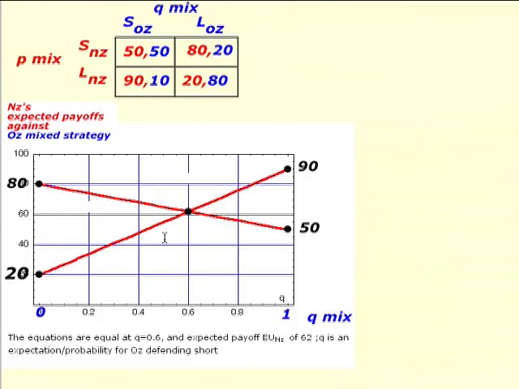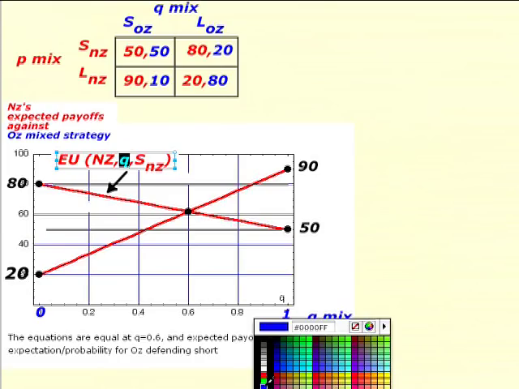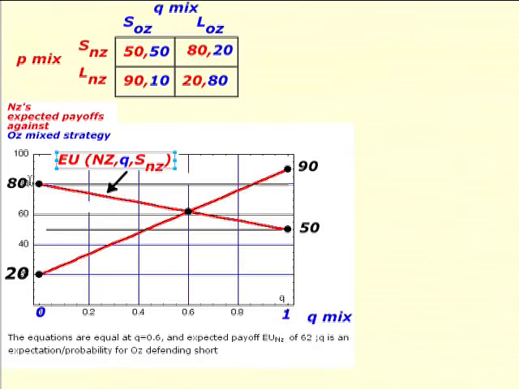So let's put in these lines of 50 and 80. If Australia is going to choose a QMIX of going short of 100%, then chances are New Zealand's going to get 50. They're going to be down here. On the other hand, if Australia chooses a QMIX of zero, that is 100% chance they're going to go long, then New Zealand's going to get 80. So we put that line over there and draw the straight line in between them. That's all the probability weighted averages for New Zealand, what their expected payoff is against Australia. This line is the expected payoffs, or expected utility, for New Zealand. They're the red guys.